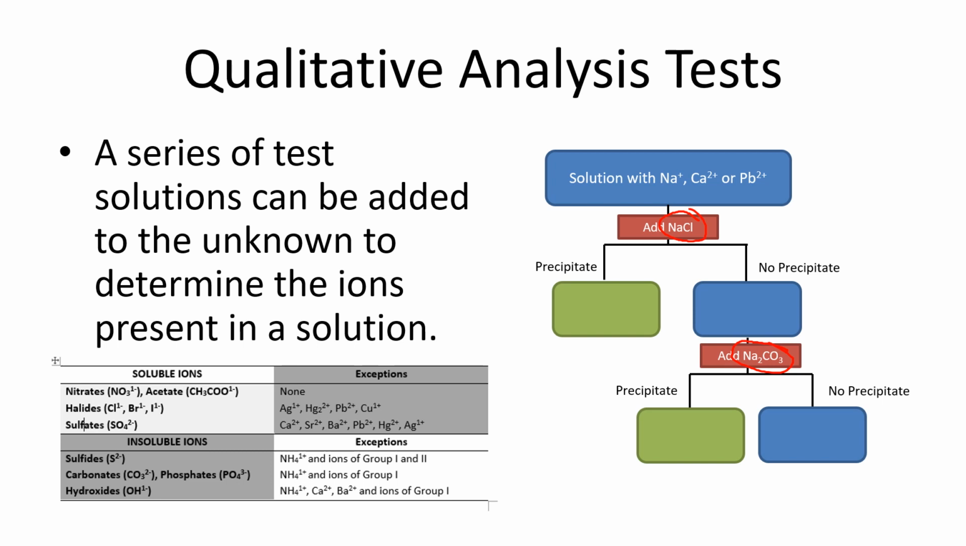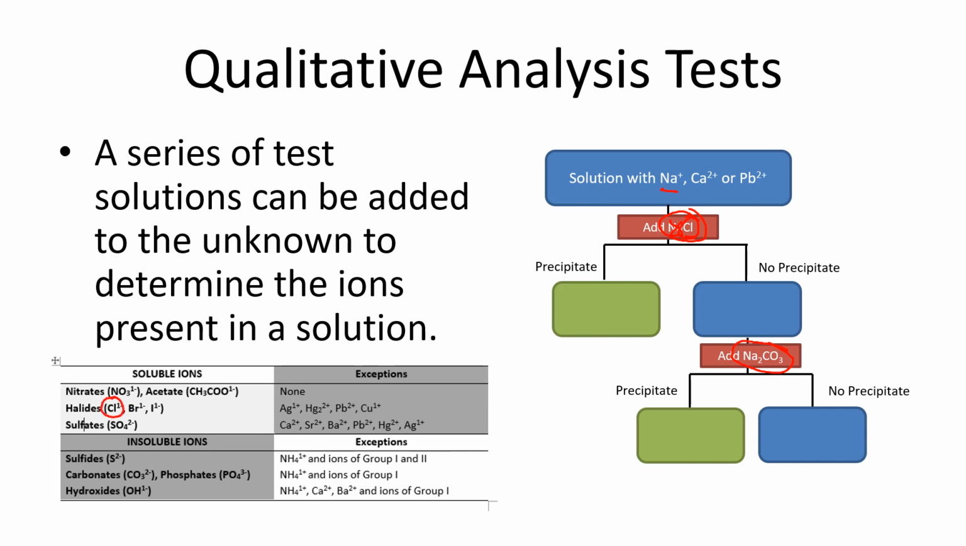So for this first one here, we're adding sodium chloride, and the sodium is group 1, so it's never going to precipitate with anything. So really, we're just adding chlorine. So chlorine doesn't precipitate with sodium. There's chlorine on our chart here.